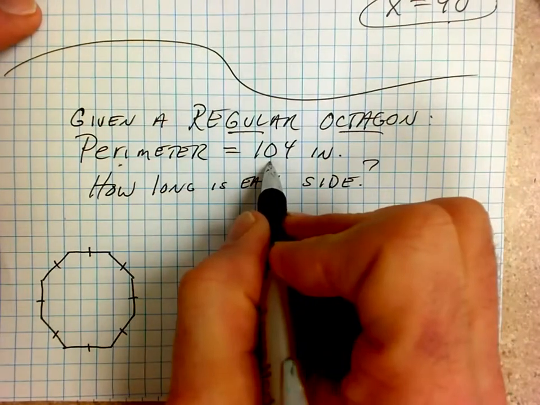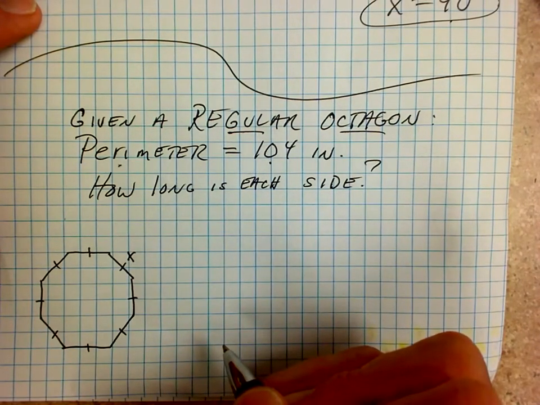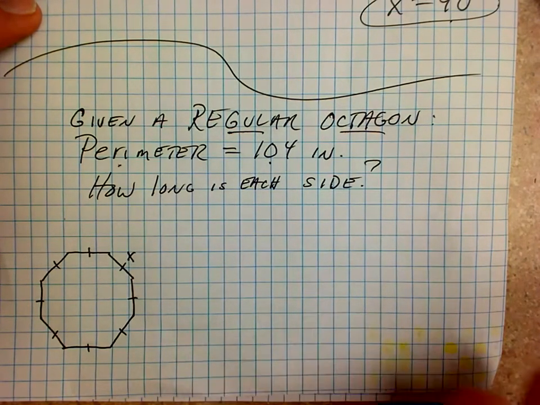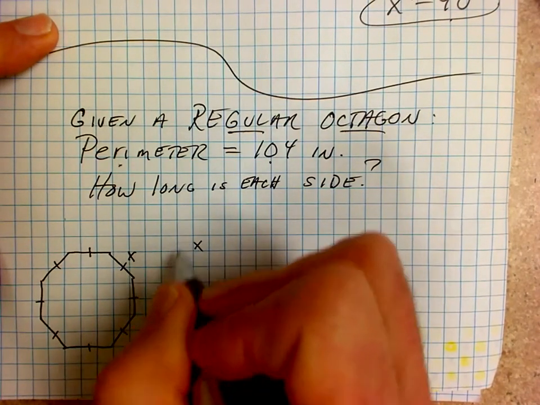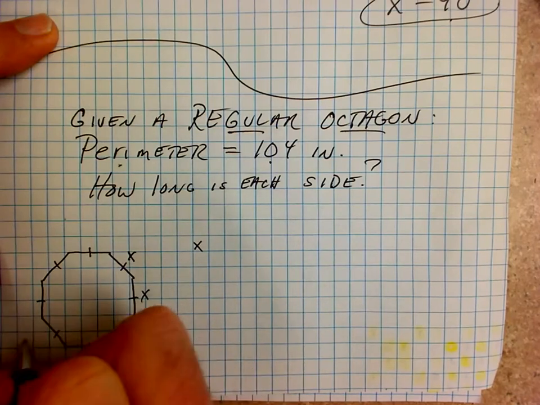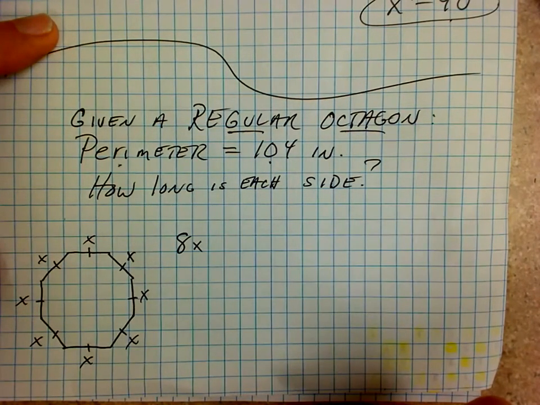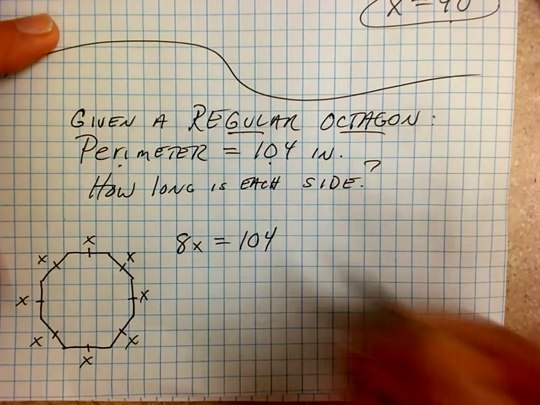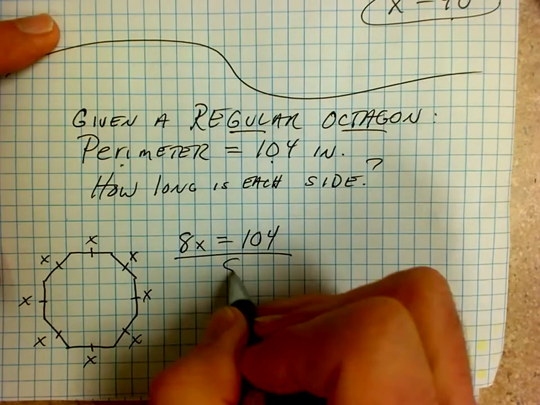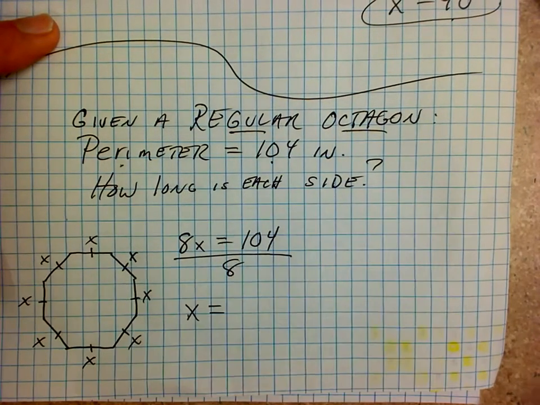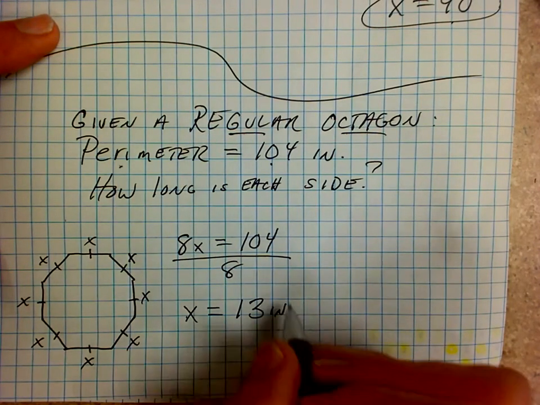We know the perimeter is 104. So if you're creating a visual for yourself, we basically have 8 x's, and we know they have to total 104 inches. Very simple equation. Divide everything by 8. I believe we end up with each side equal to 13 inches.